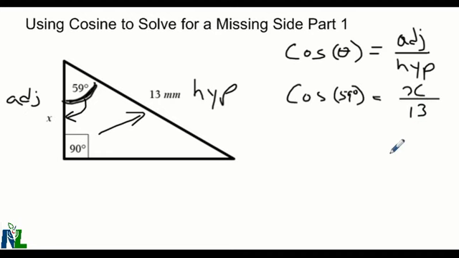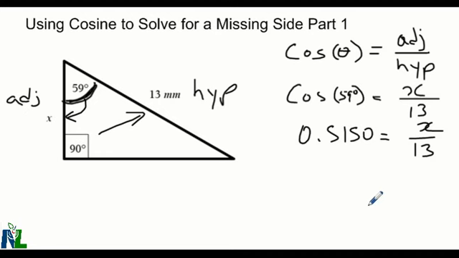So, before we go any further, I think we'll take a decimal approximation for cosine of 59 degrees. We can use a graphing calculator or any calculator to determine that value for cosine 59. And when we do so, we should get a value of 0.5150. And that's going to equal x over 13.